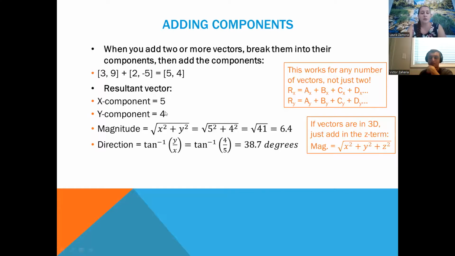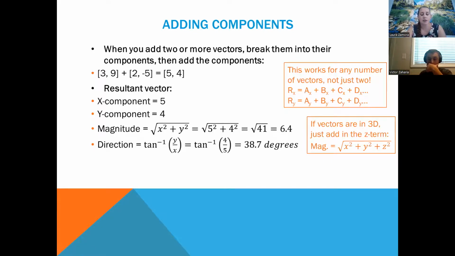Okay. So if we wanted to find the magnitude of our resultant vector, here's where our equations come into play that you guys were asking about earlier. The way we find the magnitude of our vector is using the Pythagorean theorem. So we do our x component squared plus the y component squared, and then we square root that answer to get our magnitude. So 5 squared plus 4 squared, take the square root of that. We get a magnitude of 6.4, whatever units we're using.